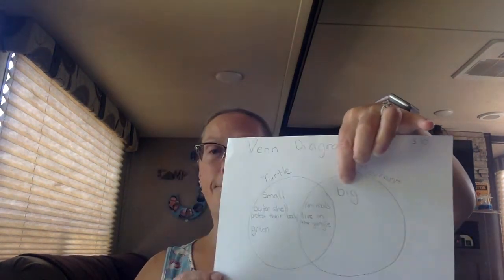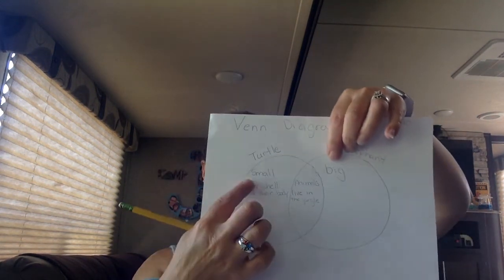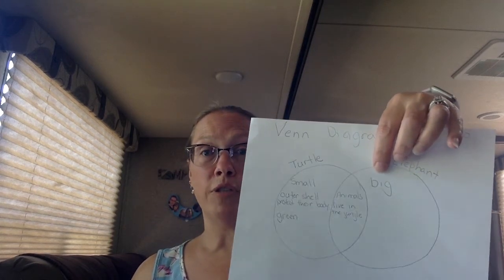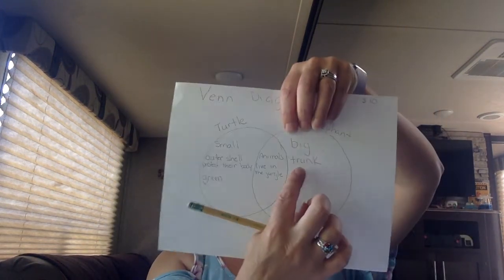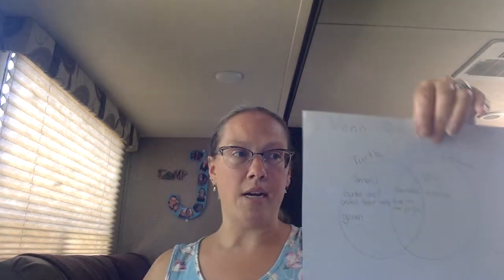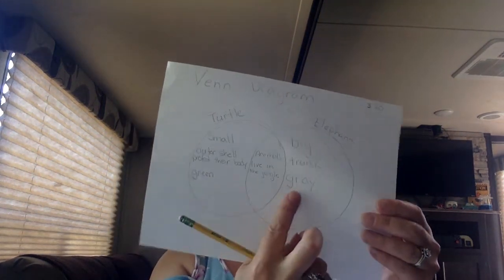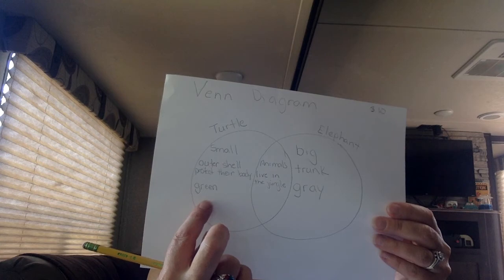Did you say that elephant is big? He is a big animal, and turtle was a small animal. That is how they are different. Did somebody say that elephant has a trunk? That's right. Elephant has a trunk or a snout. How about, I'm sure somebody said that elephants are gray. So elephants are gray and turtles are green.